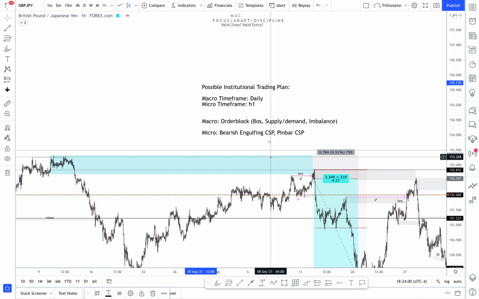So I don't take entries like this, but like I said, you guys should be looking for a valid zone, valid entries. This is going to help you out a ton. Find a valid order block. That's the first thing you should do. Second thing you should do, find a valid entry model that you like.